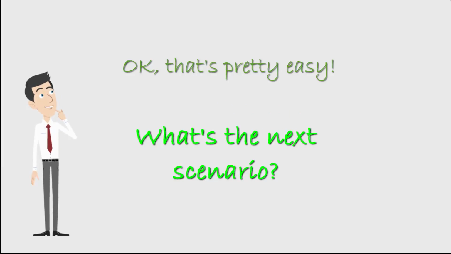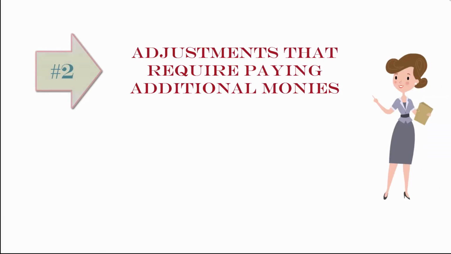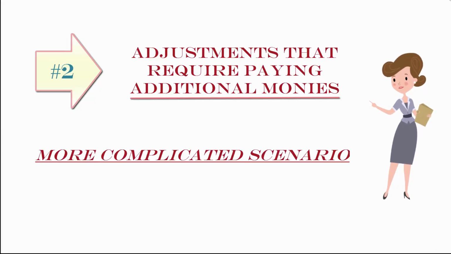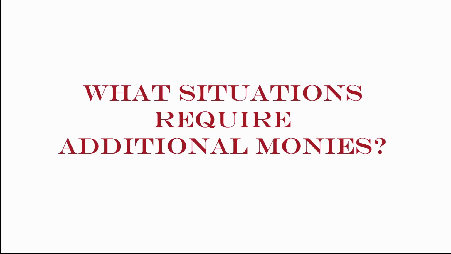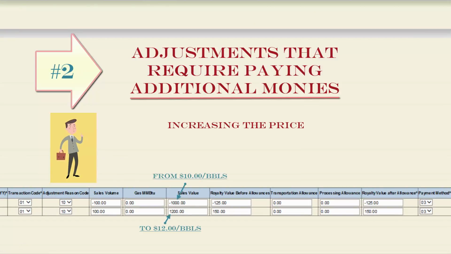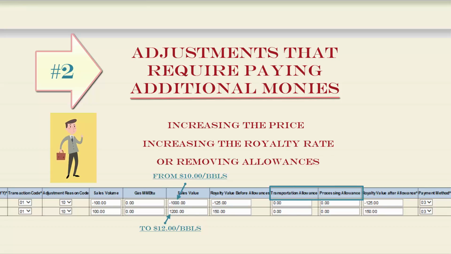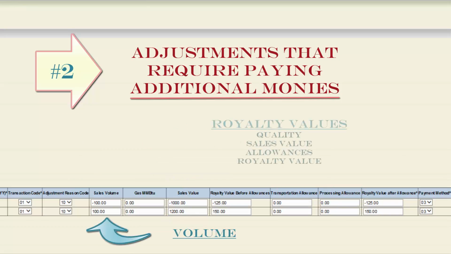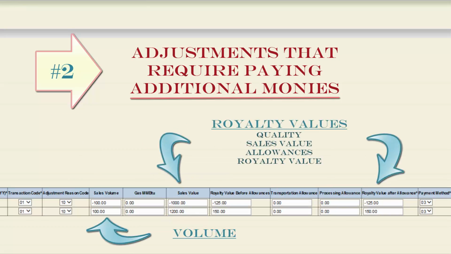What's the next scenario? The second adjustment scenario occurs when you need to pay additional monies. This is a little more complicated, so let's start with situations that require additional monies. Adjustments that result in additional money being owed may include increasing the price, increasing the royalty rate, or removing allowances. In other words, the volumes or values in your original report were too low.